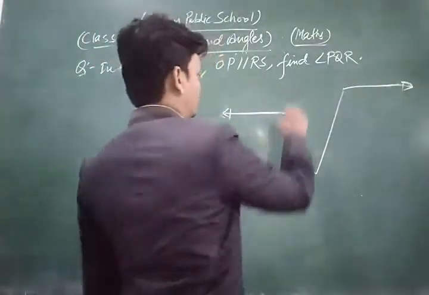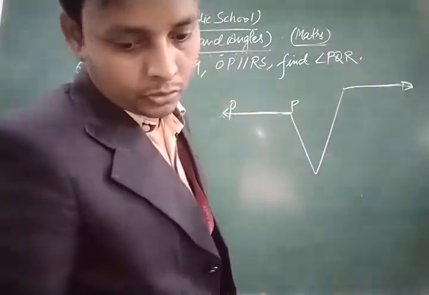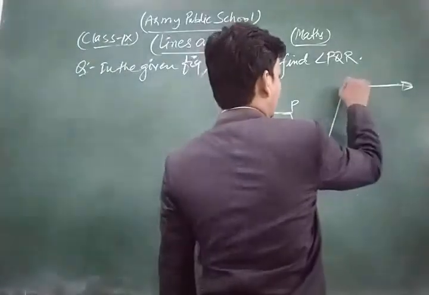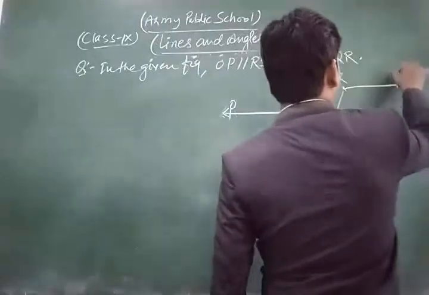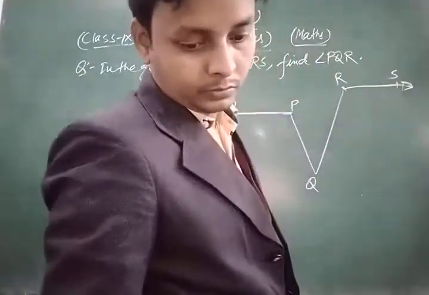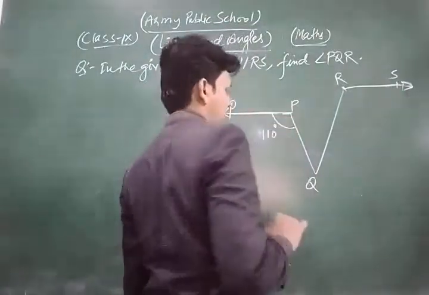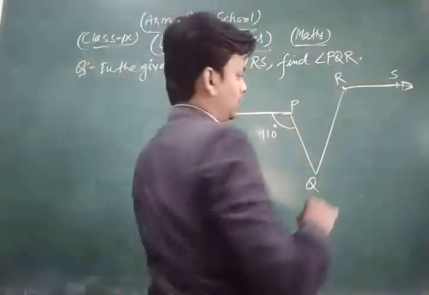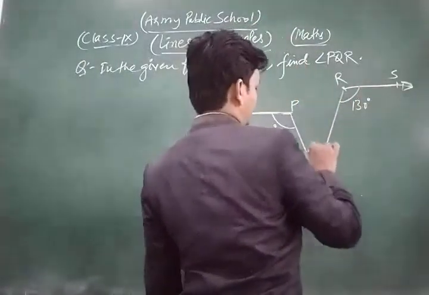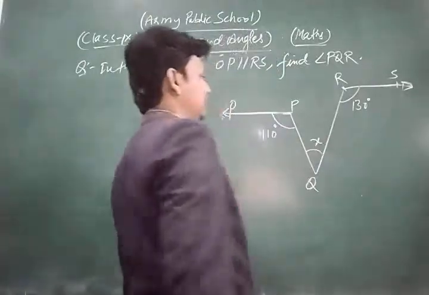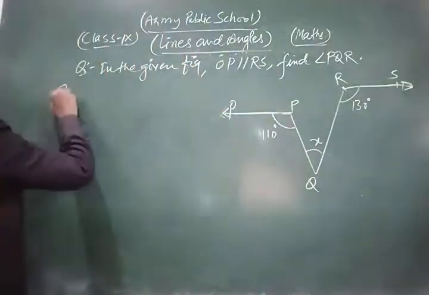This is P, O, Q, R, this is R, this is S, 110, and this is 130. We find angle PQR. We take the angle as x, we find the value of x. Now let's see the solution.